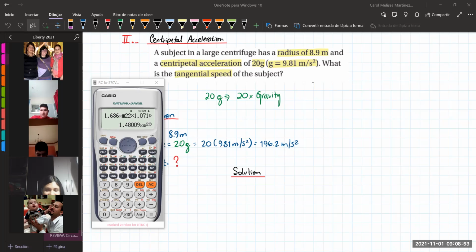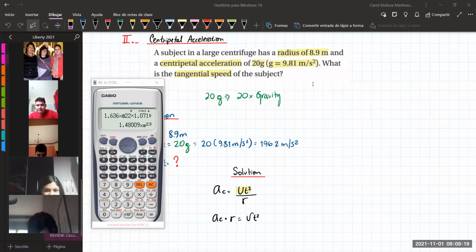Okay, the main equation for this centripetal acceleration is AC equals VT squared divided by the radius. That's the main equation. Since I'm looking for VT, and the radius goes to the other side to multiply, you will have AC times R equals VT squared.